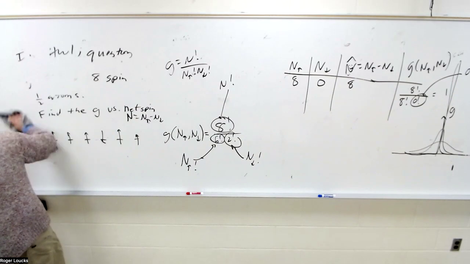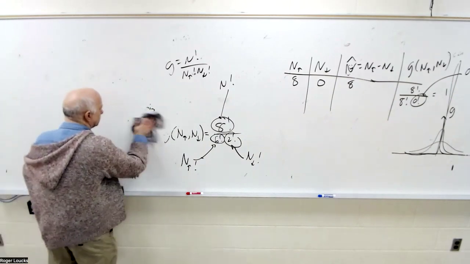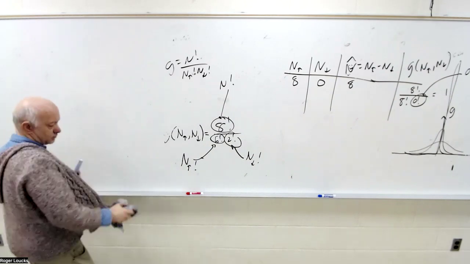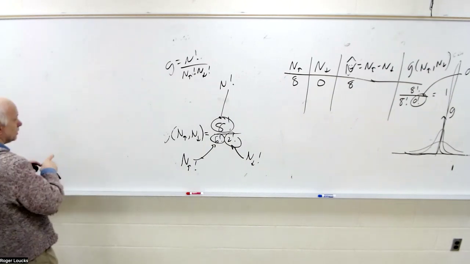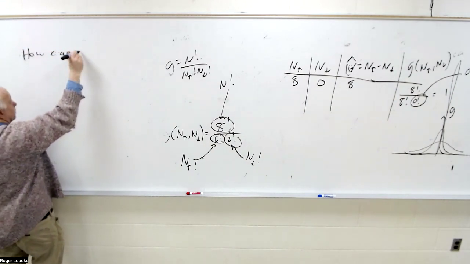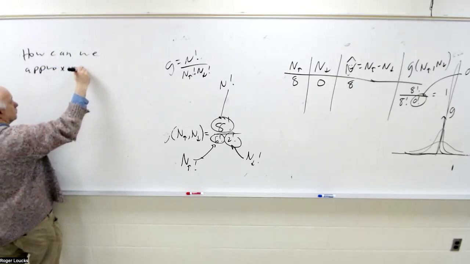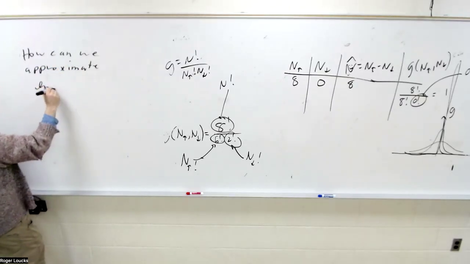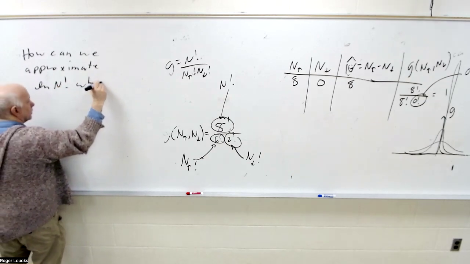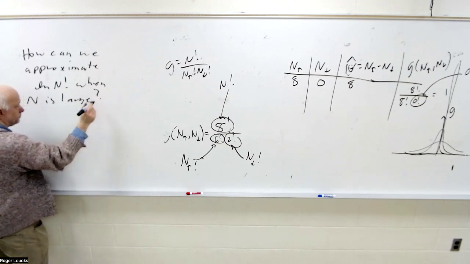Now, that said, let's look at another. Well, let me do one other thing. Let me talk about the Stirling approximation. Then I'll do another model for you. How can we approximate the ln of n factorial when n is large? Okay.